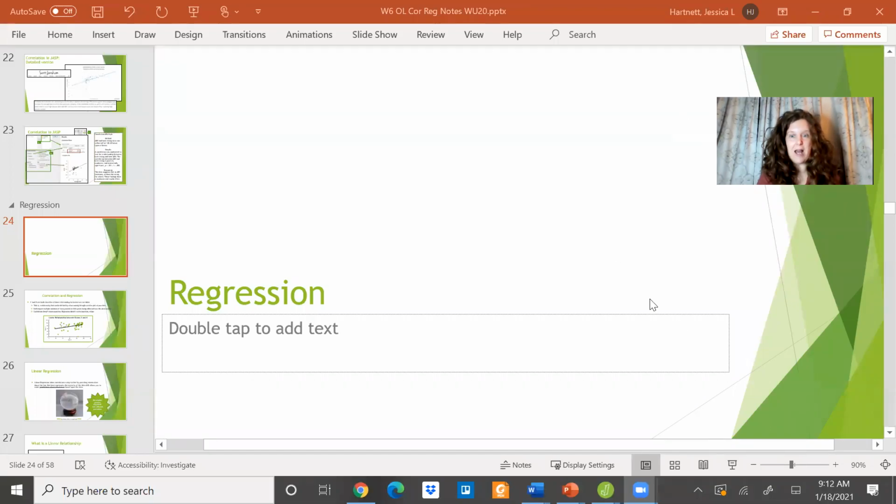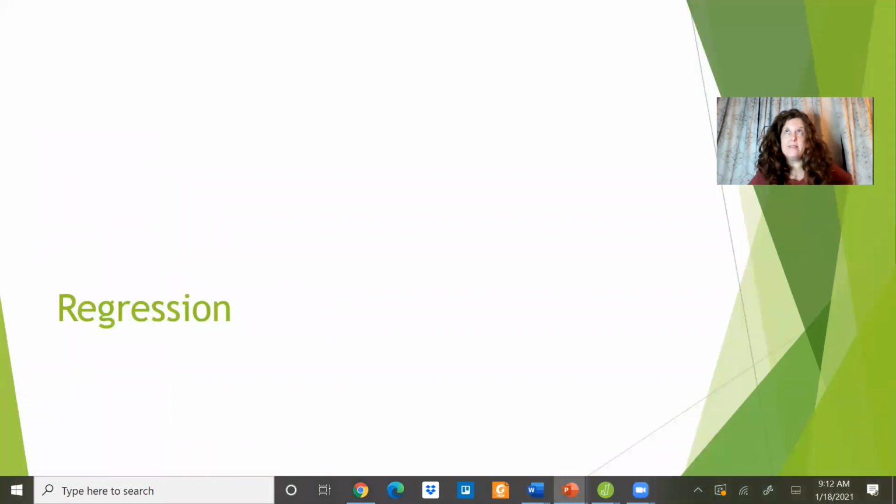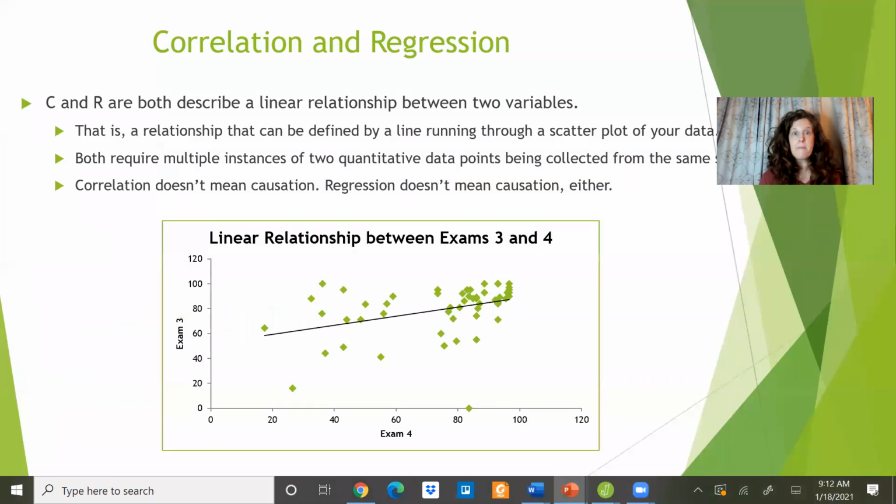So today we will learn about regression and regression theory. There will be a separate video for the doing of a regression. This is following in and kind of lumped with the correlation video and the correlation unit. Why? Because correlation and regression have a lot in common.